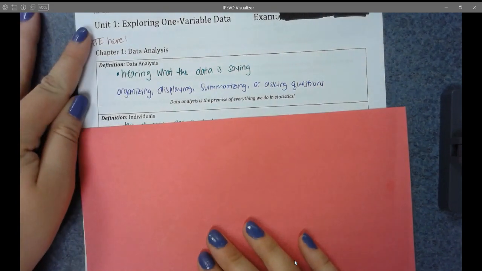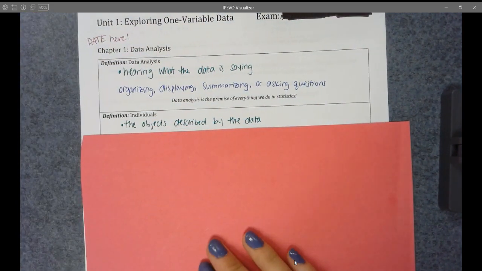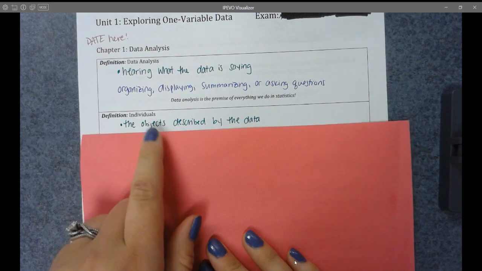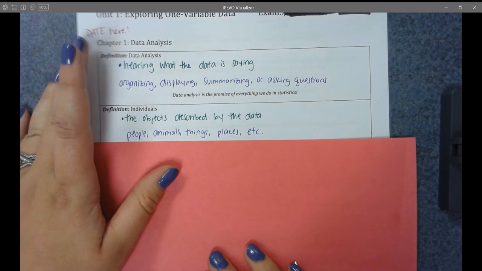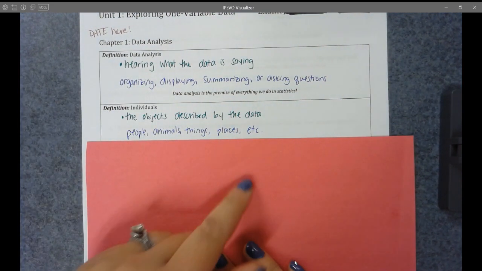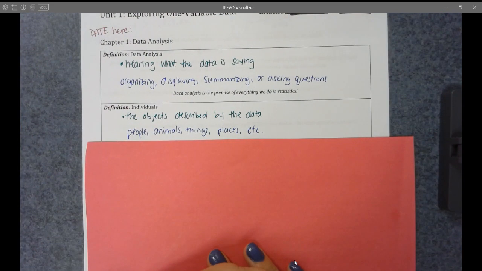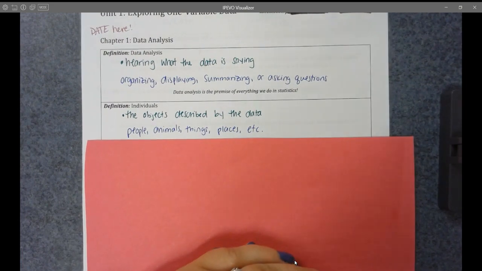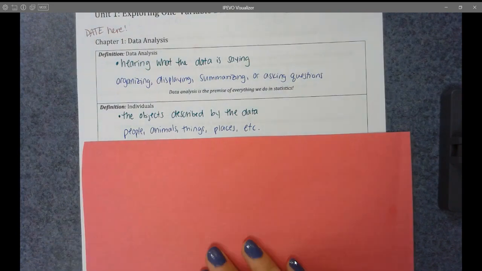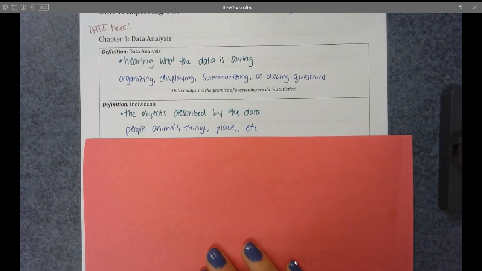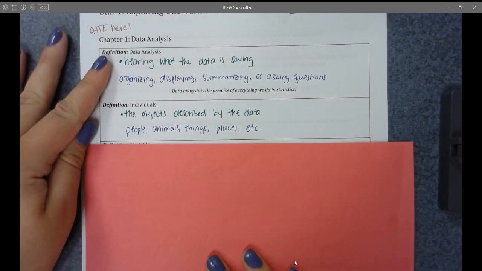Okay. The next word is individuals. Again, this is a definition. Individuals are the objects that are described by the data. Notice that it says objects. Sometimes when we hear the word individuals, we automatically think people, but individuals could be people, animals, things, places, etc. Think all of your nouns; all of those are eligible to be the individuals. Maybe we collect data on cities. Maybe we collect data on high schools. All of those things are the individuals in the data set.